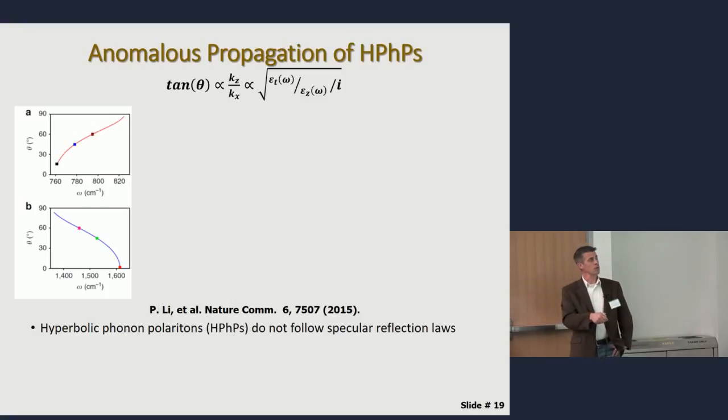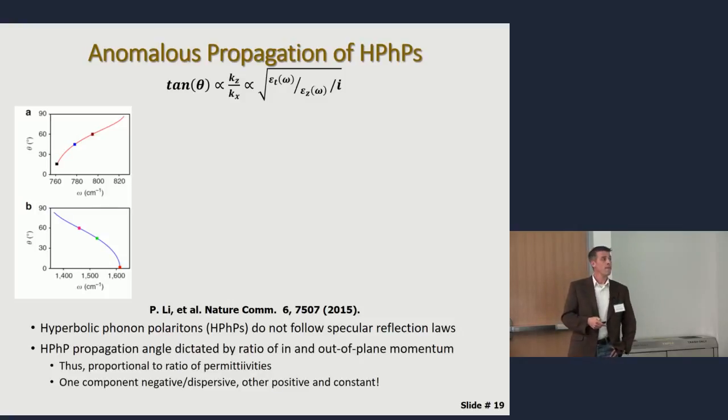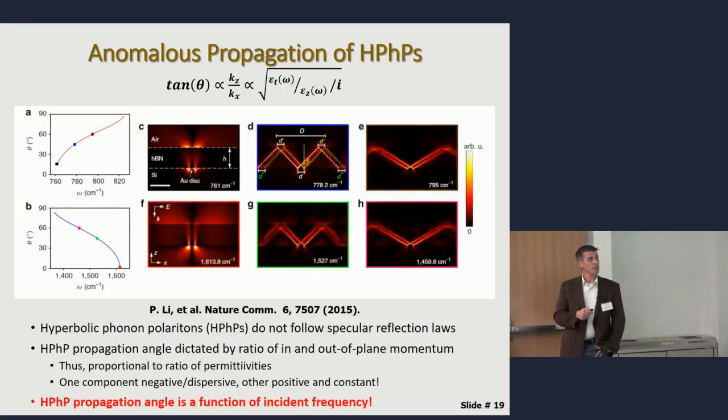This is some work I did with Thomas Taubner's group. You can see how this angle of propagation is going to change as a function of frequency in the lower and upper bands. You notice they're opposite, and this is something that comes from this type 1 versus type 2 behavior. All right? And so what does that actually mean?